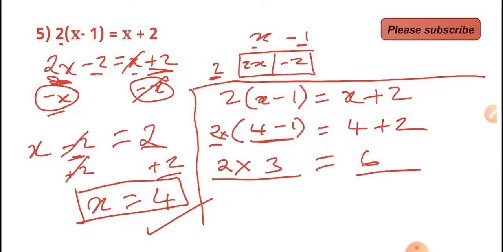So instead of 2 times 4 take away 1, well, we know 4 take away 1 is equal to 3, so we can just say 2 times 3 is equal to 6.